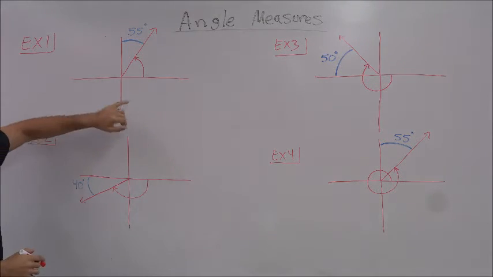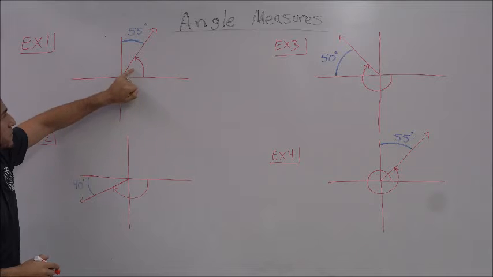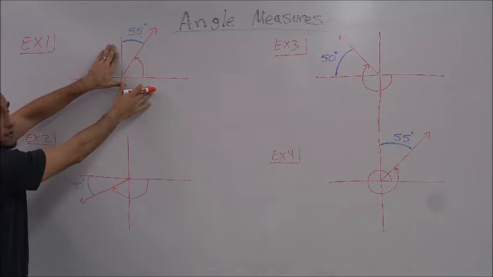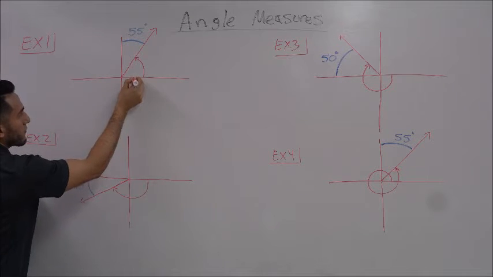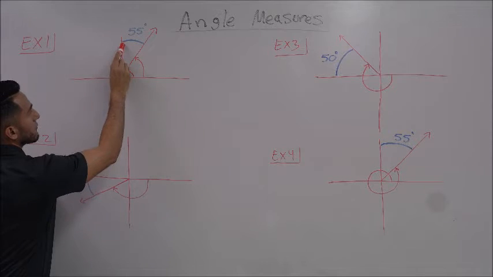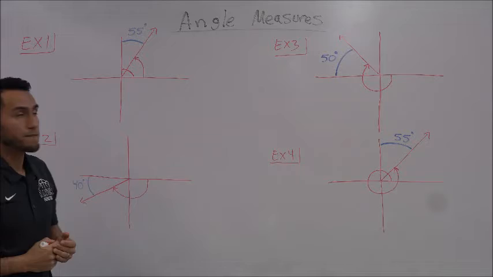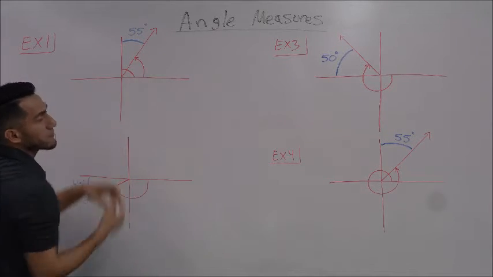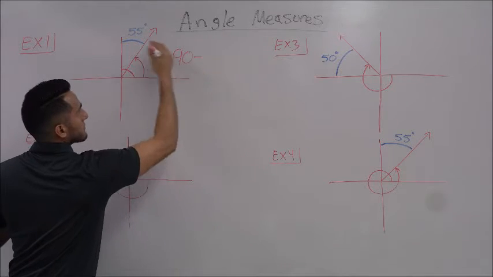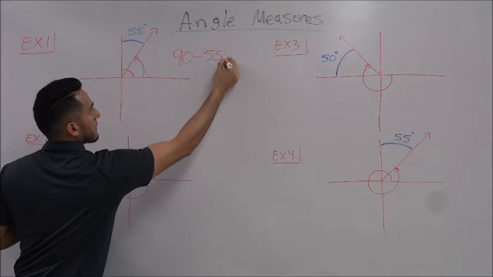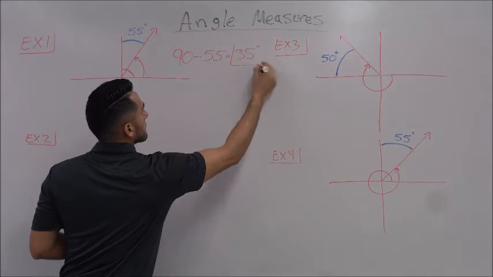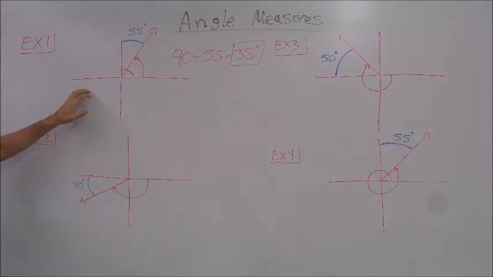Example number 1, we're given this angle from here to here. We're trying to measure the angle from here all the way to here. We know that this is in quadrant 1, so we know that from here to here is 90 degrees. And they're telling us that from here to here, it's 55 degrees. So all we have to do is figure out what's left from the 90 degrees. So in this case, all we have to do is get 90 degrees minus the 55 degrees. And that gives us a total of 35 degrees. And that's our answer for number 1.